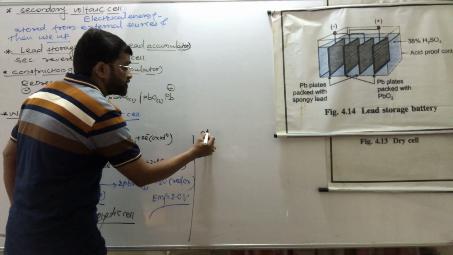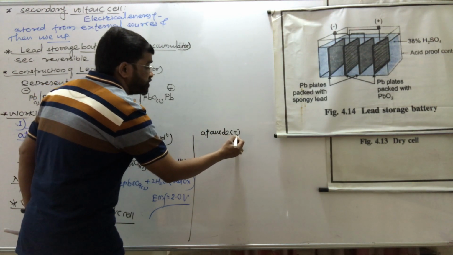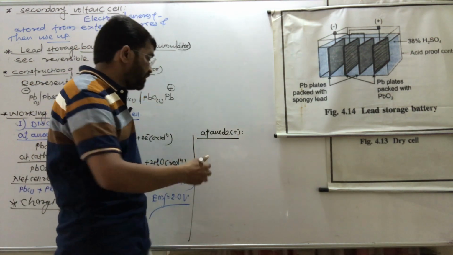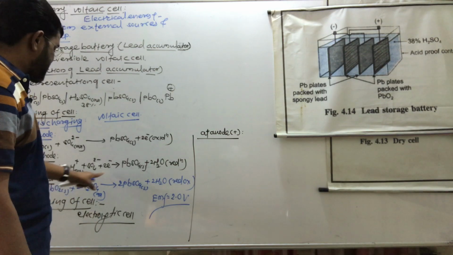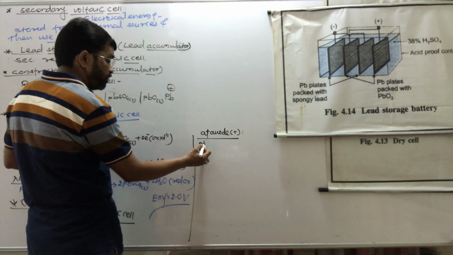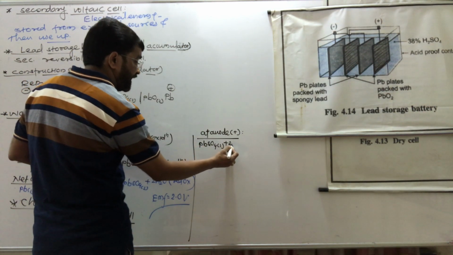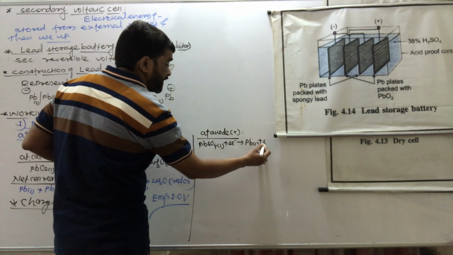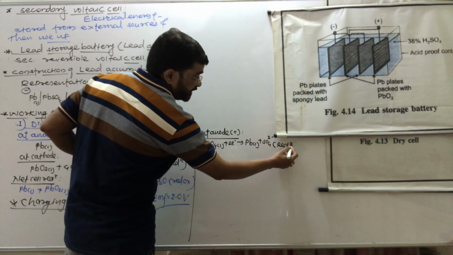Reaction takes place at anode. Here anode means positively charged electrode because it is an electrolytic cell now. So the reverse reaction takes place at that electrode, which means gain of electron. Here see, PbSO4 accepts 2 electrons. Pb is deposited at the Pb plate and here SO4 2 minus. Here reduction reaction takes place.